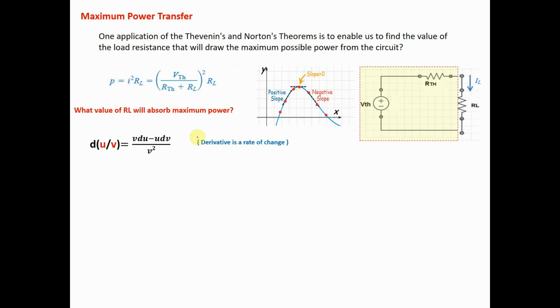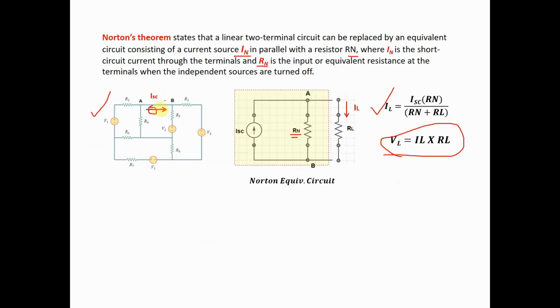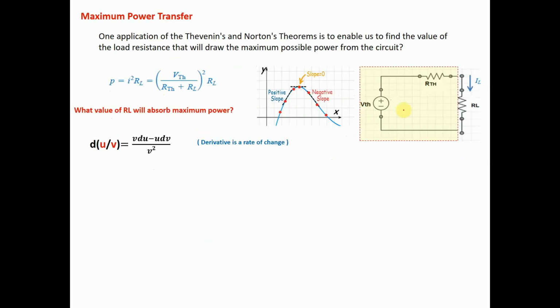So from this circuit, what is the maximum RL? What is the maximum value of RL that can be connected across this equivalent circuit in order for the load to absorb a maximum power, or in order for the Thevenin equivalent circuit to supply a maximum power to the load?